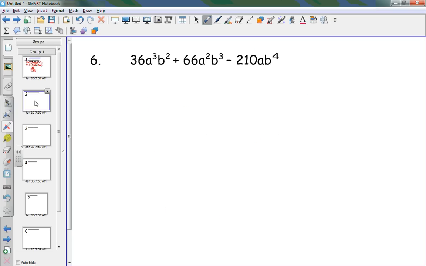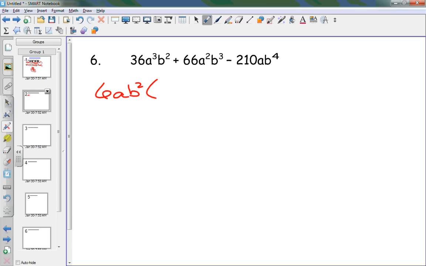Number 6. Okay. Same exact concept. What do I do first? Factor out my GCF. What's in common between 36 and the other numbers? A 6. They all have A's. Do I take the highest or lowest exponent? Lowest. That's going to be pulling out an A to the first. They all have B's. Highest or lowest? Lowest.